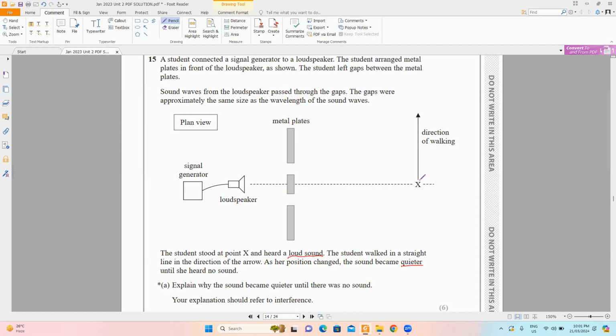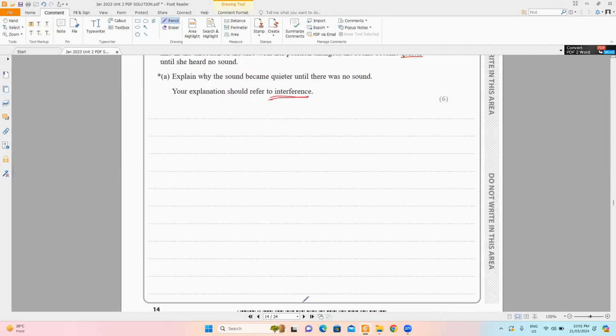And the moment you start moving away from X, the path difference changes, and the waves are no longer superposing constructively. And at one point away from X, the phase difference is, let's say, 180 degrees or pi radians, or the path difference is half a wavelength, then destructive superposition takes place and no sound can be heard. And the question clearly says that you have to construct your answer based on interference. So it's a good thing that the question guides you how you should construct your answer. So these are your points, everybody.